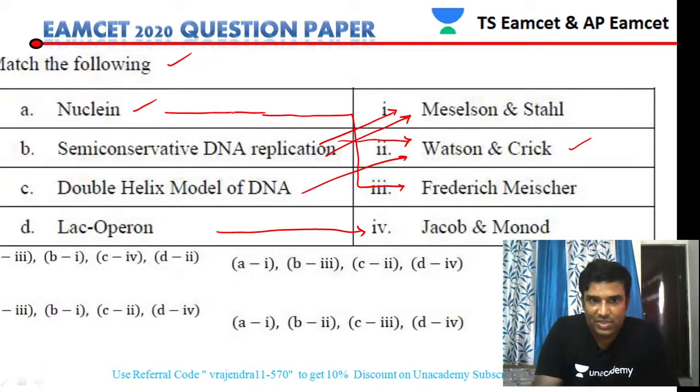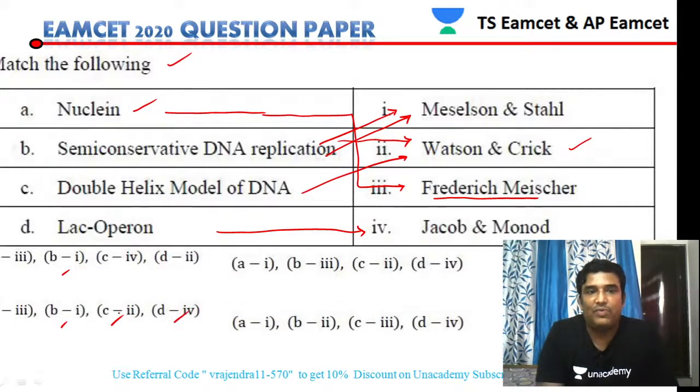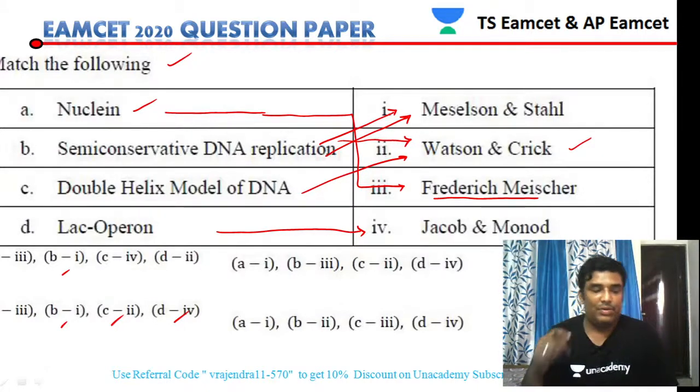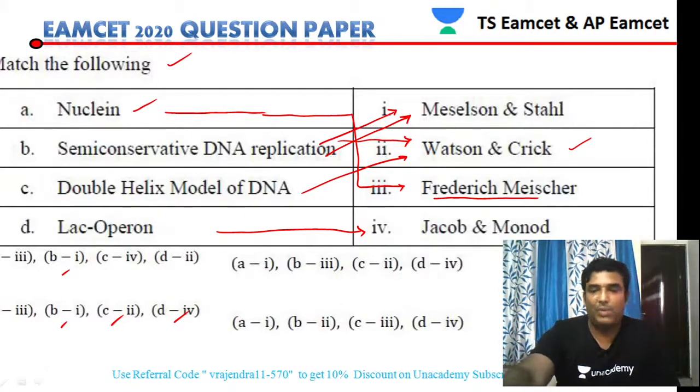Based on that, let us see. The term nucleon was given by Frederick Miescher, so A will be 3. Semi-conservative replication was given by Meselson and Stahl, so that is 1. The double helical model of DNA was given by Watson and Crick, so C will be 2, and the Lac operon is 4. So this will be our option. Very good. Option 3 will be our answer.